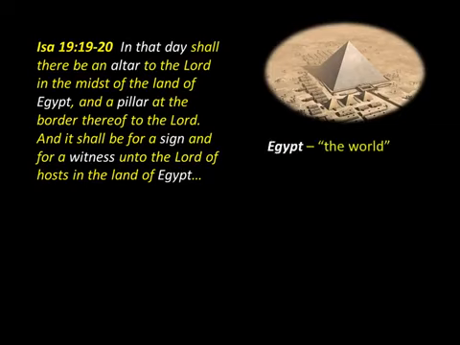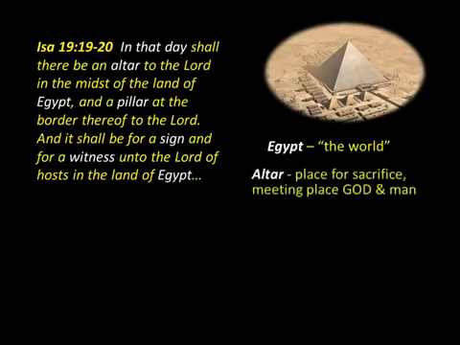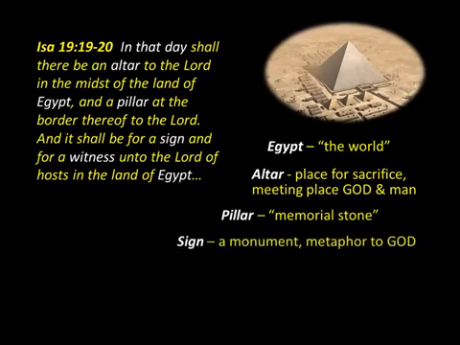Whenever we hear Egypt, we can think symbolically that really represents the world. An altar is a place for sacrifice. So whenever we saw an altar, and usually there were stone altars, it was a place for sacrifice, and really that was a meeting place between God and man. A pillar means a memorial stone, and we realize there are many memorial stones in Egypt, so this is yet another one. And it will be for a sign, a monument, or a metaphor to God. And finally, it will be a witness. And what does a witness do? A witness tells a story.